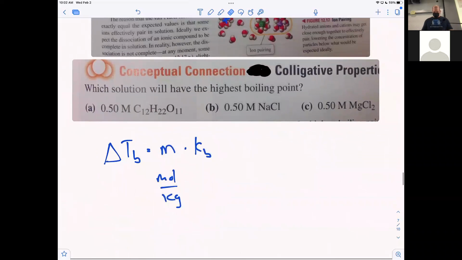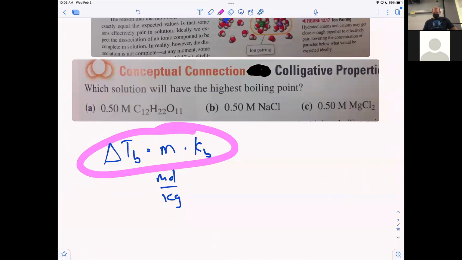Okay, this I will test you on, something like this. Which solution will have the highest boiling point? Half molar sucrose, half molar sodium chloride, or half molar magnesium chloride. So remember, in solution, the delta T_b is the molality times the K_b. This is all aqueous, so the K_b is all the same.